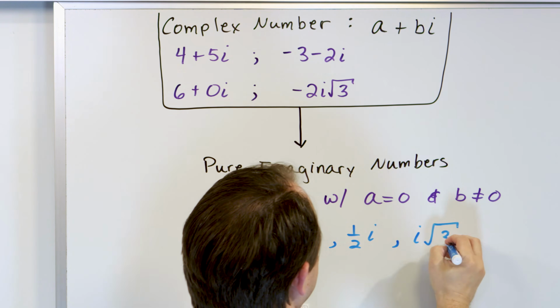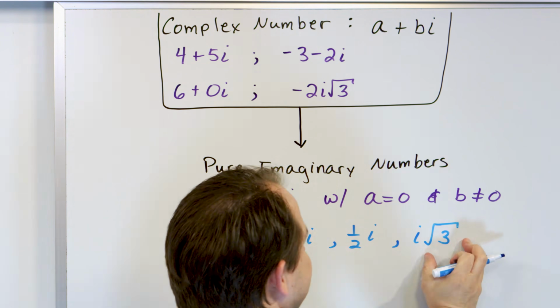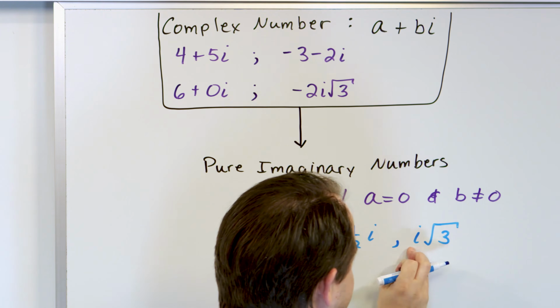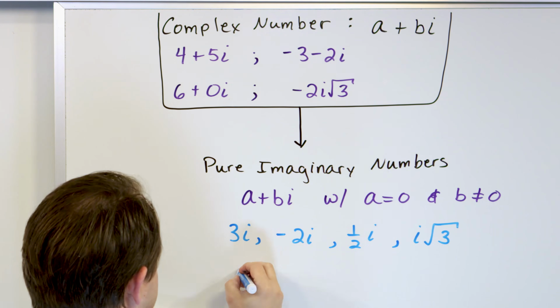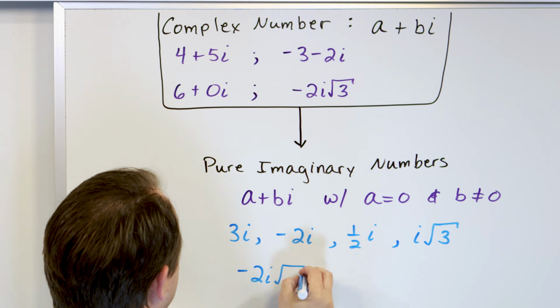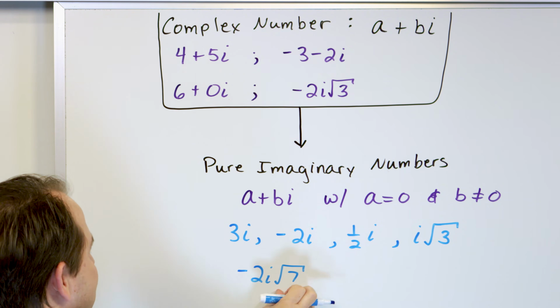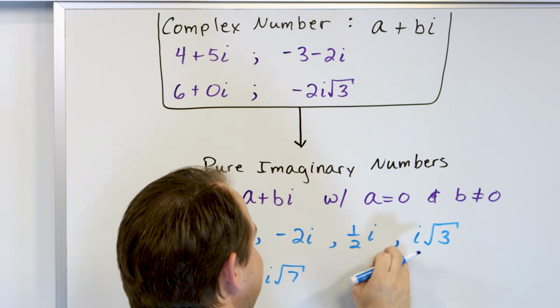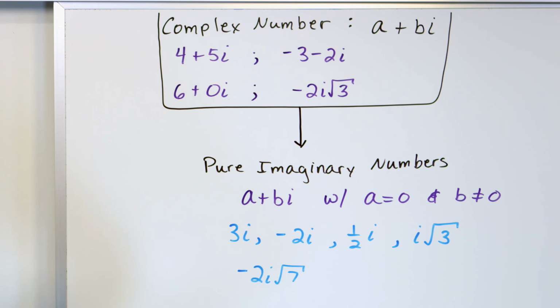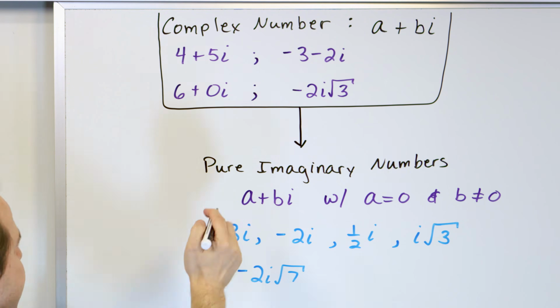I times the square root of 3, that's a pure imaginary number. Don't let the square root get in your way. I mean, it's still just an imaginary number, right? Of course, let's go down below here. We could have negative something crazy, 2i times the square root of 7. So any number, radicals, negative, positive, fractions, doesn't matter. If you have an i and it's just purely imaginary, we call that, obviously, a purely imaginary number.